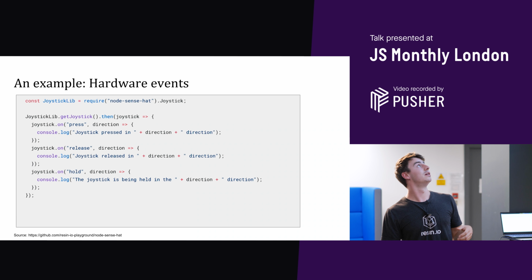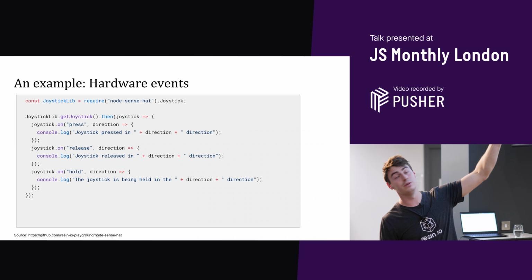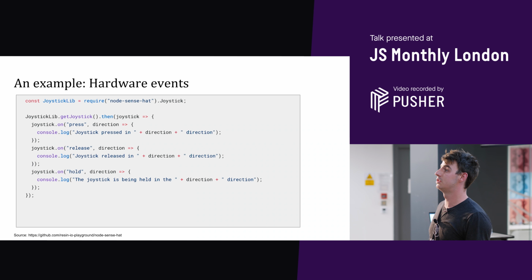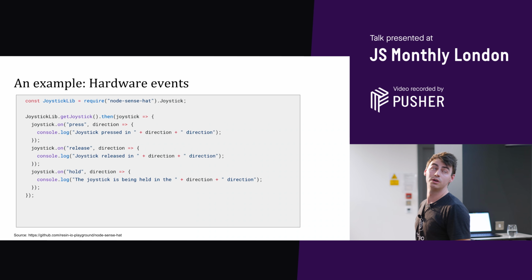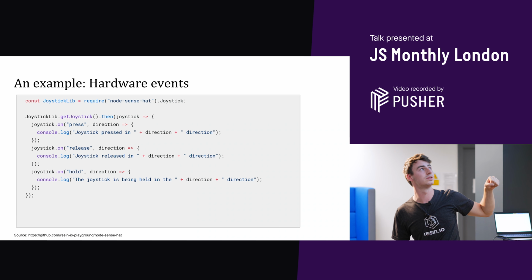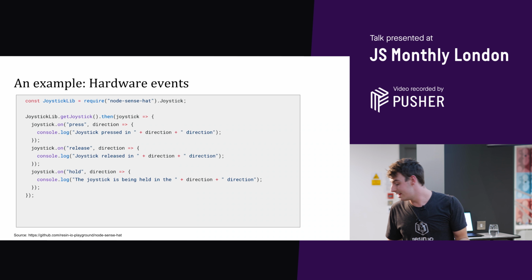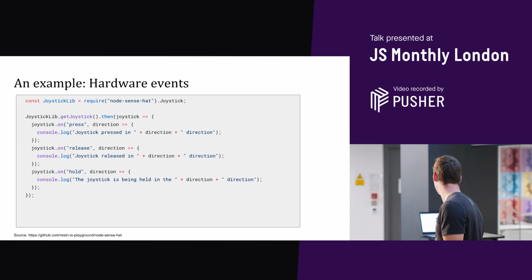Even hardware events are made extremely easy. I'm sure everyone's familiar with a JavaScript event emitter, so what you would do in this case is ask for a handle to the joystick. You would set up callbacks for joystick events. In this case, we've got press, release, and hold. And this is, again, very, very typical JavaScript. And this is running on a device out on the edge.